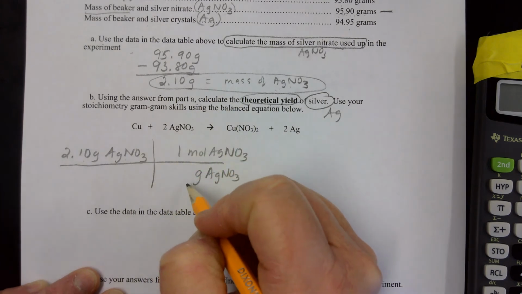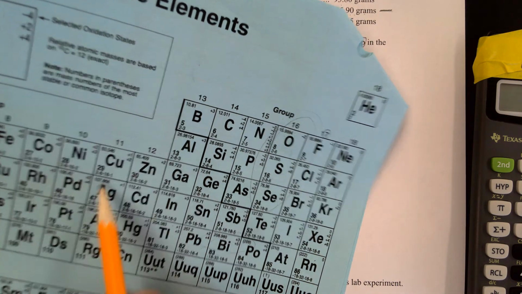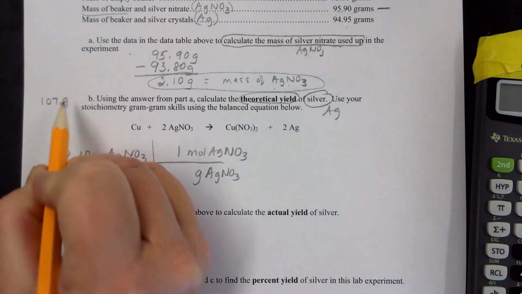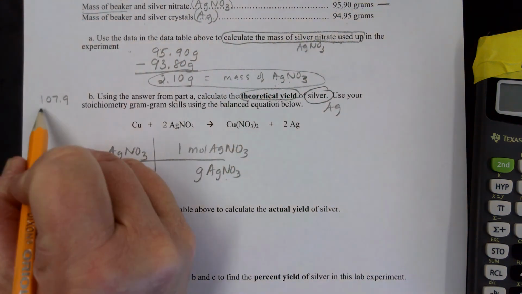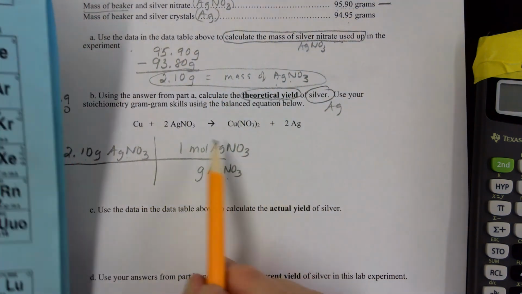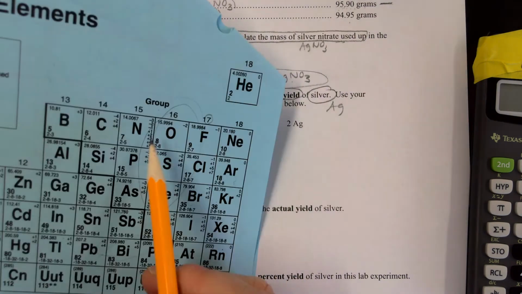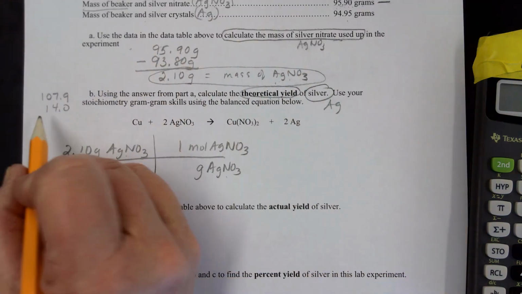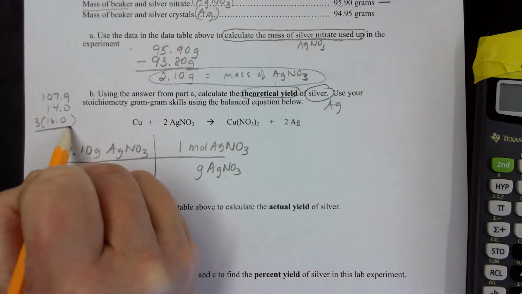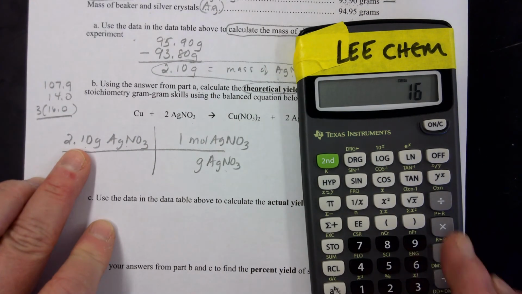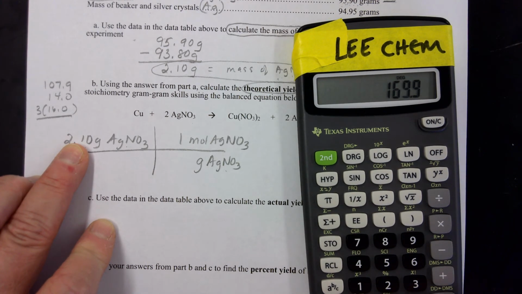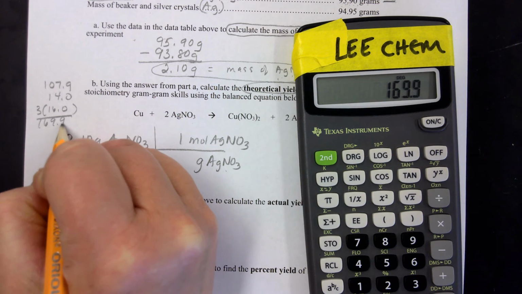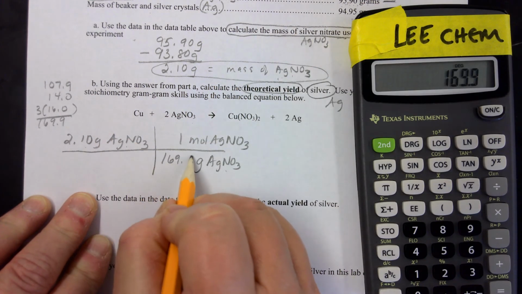So this is a molar mass. We'll have to do a little side calculation. Silver is 107.9. We've got 1 nitrogen coming in at 14.0, and we've got 3 oxygens coming in at 16.0. So 3 times 16.0. If I add all that up, 16 times 3 plus 14 plus 107.9, we get 169.9. So that is the molar mass of AgNO3.